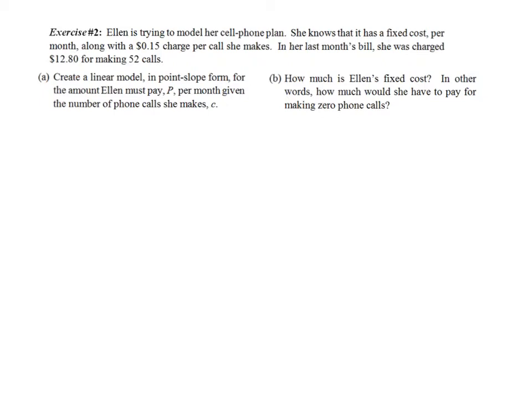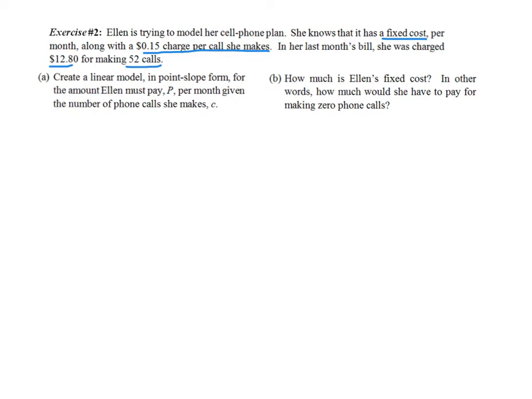In exercise number 2, we're looking at Ellen and her cell phone plan. She has a fixed cost, but she also has a charge per call that she makes. So each call costs her 15 cents. She has some information that it took a cost of $12.80 to make 52 calls.